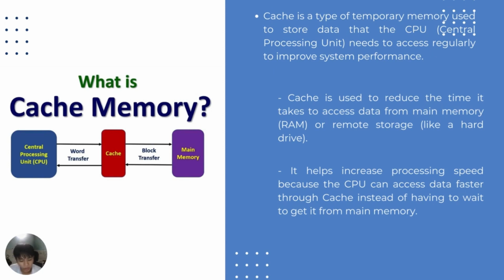Ngoài ra thì cache còn giúp tăng tốc độ xử lý vì CPU có thể truy xuất dữ liệu nhanh hơn thông qua cache thay vì chờ lấy dữ liệu từ bộ nhớ chính.